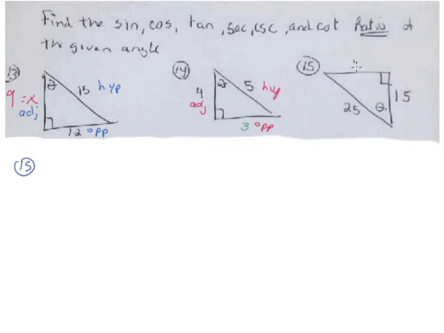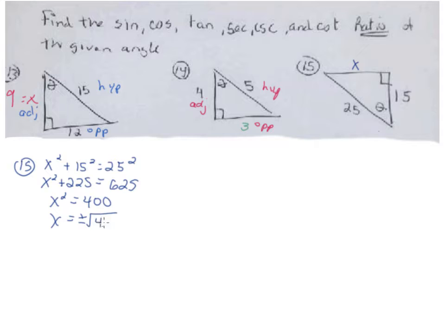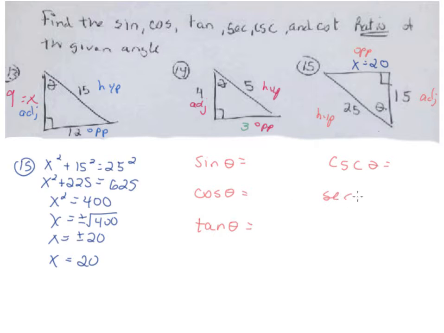Number 15, I'm going to do it the same way. I'm going to use the Pythagorean theorem to find a missing side. But what's different between 15 and 14 is that I'm going to have to simplify my final answers. Remember to always simplify your answers or rationalize your denominator. None of these examples had rationalizing denominators, but that might show up on the test. So again, labeling, my opposite side is 20, my adjacent side is 15, my hypotenuse is 25. So sine, cosine, tangent, cosecant, secant, and cotangent of theta are the functions I need to find.